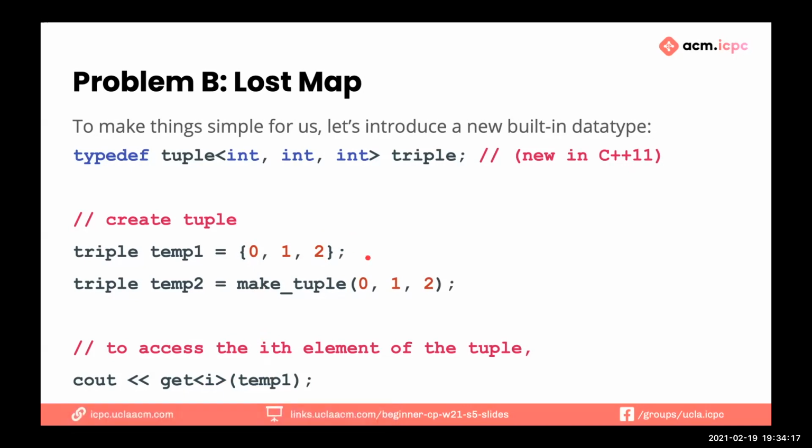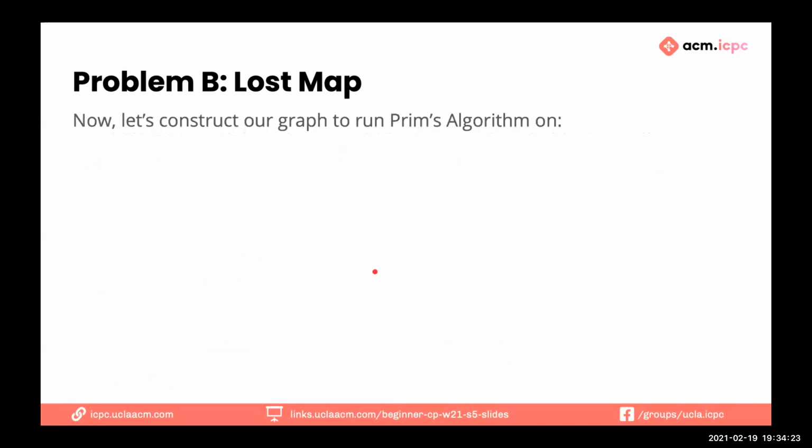So we're going to use this to create our three tuples because it makes the code a lot simpler to understand. But you can also use a pair of a pair if you think that's more convenient. The first step of Prim's algorithm, or rather to solve this problem, will be to construct the graph from the given input.